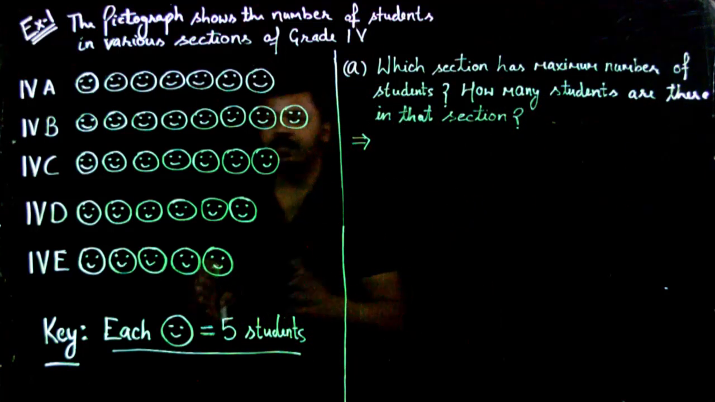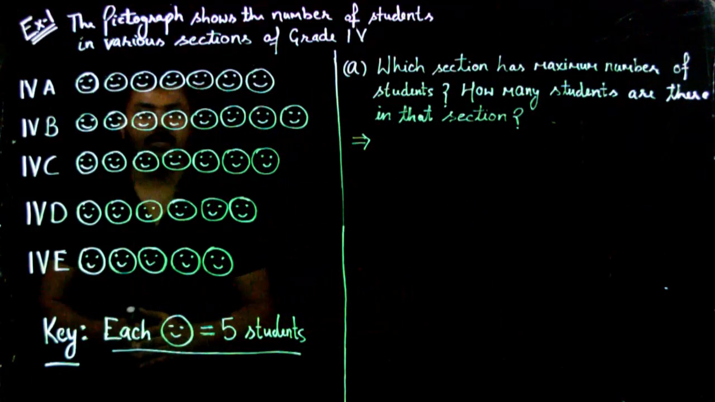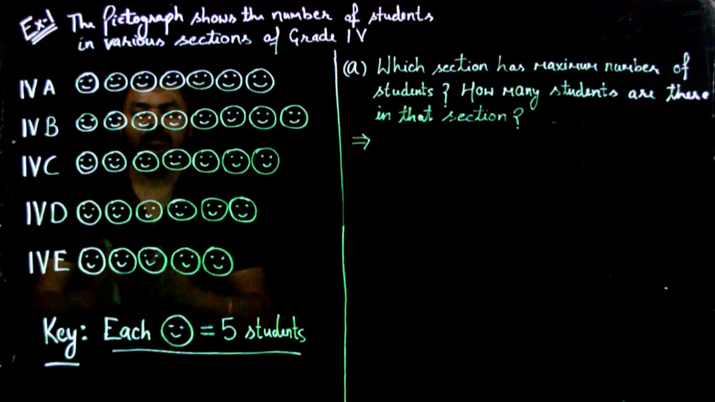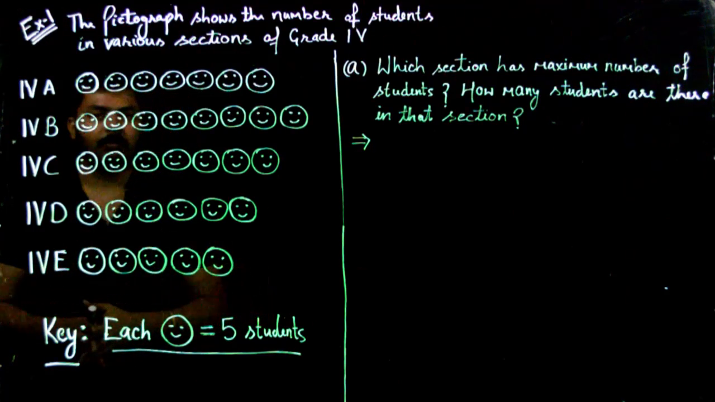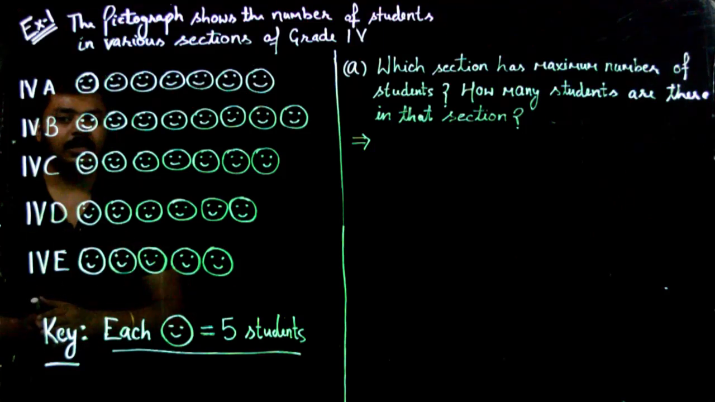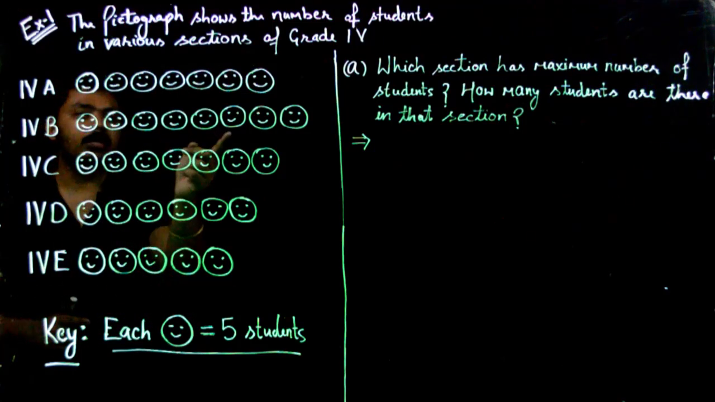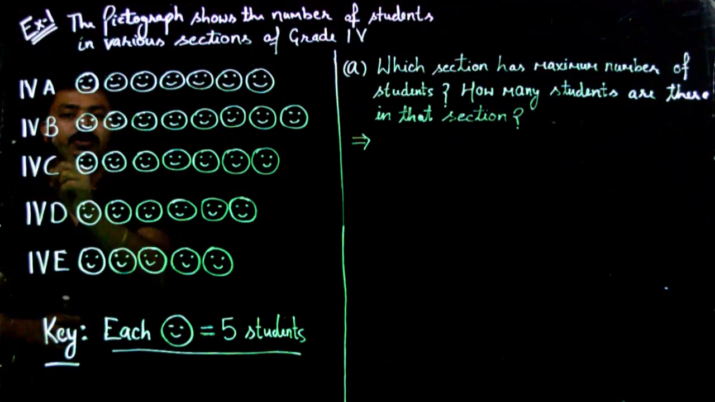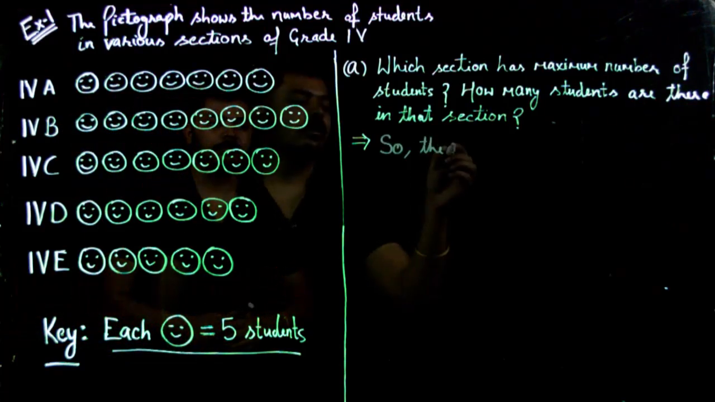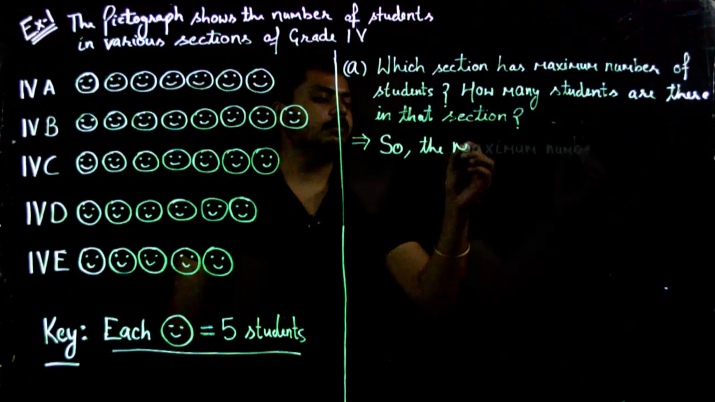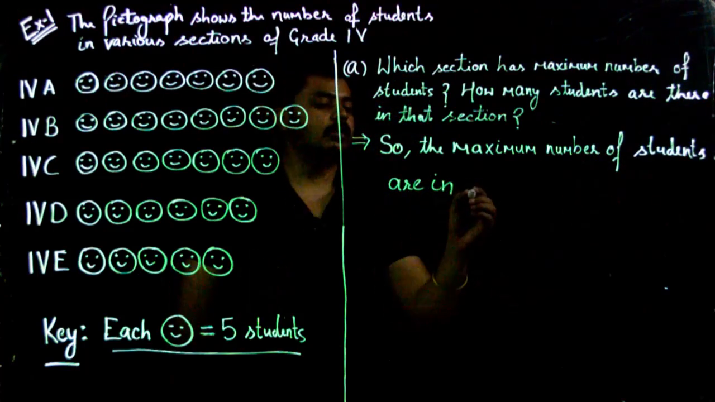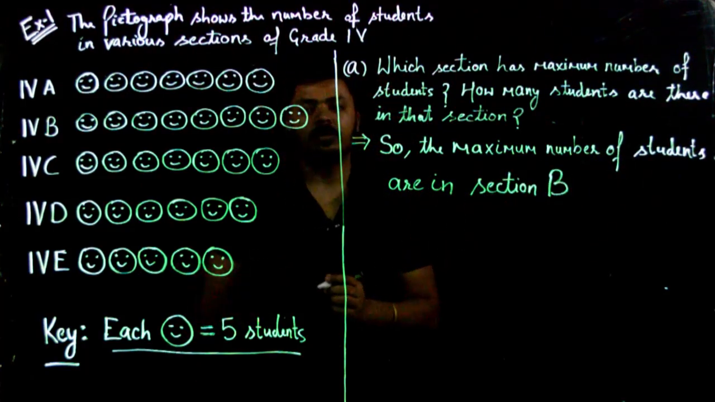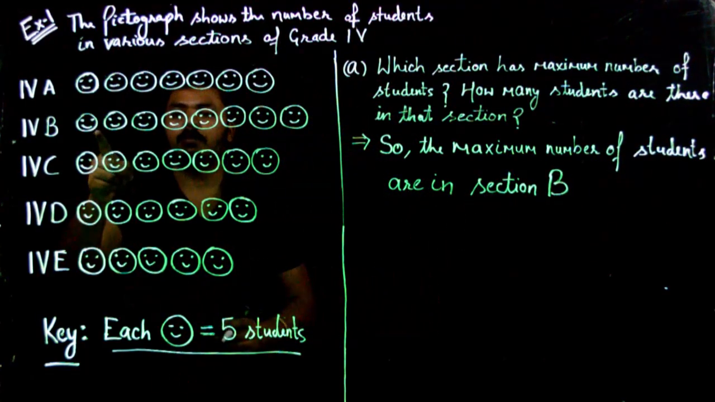So the section having maximum number of symbols will have the maximum number of students. So let's see which section has the maximum number of symbols. As you can see, the maximum number of symbols are in section 4th B. So we can say the maximum number of students are in section B.